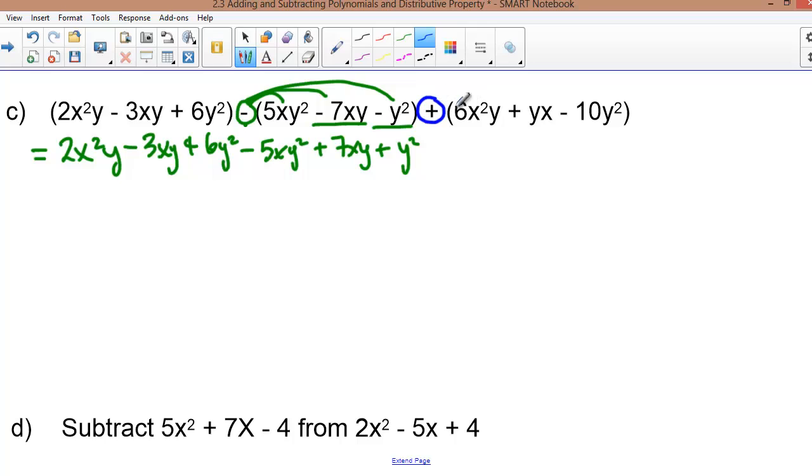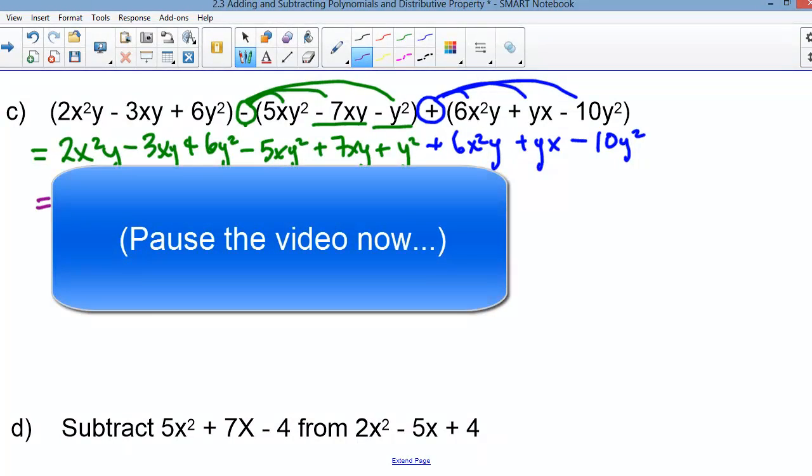We're also going to add each one of these terms that are tagging along at the end of that last trinomial. So we're going to add 6x squared y, add yx, and subtract 10y squared. So you're probably getting the drift that adding a trinomial is going to be way easier than subtracting a trinomial, because if we're subtracting, we have to be careful about signs changing. If we're just adding, we can even melt away those brackets and it's not a big deal. The final step is to collect like terms. So if you want to pause the video, maybe the answer will magically appear for you.